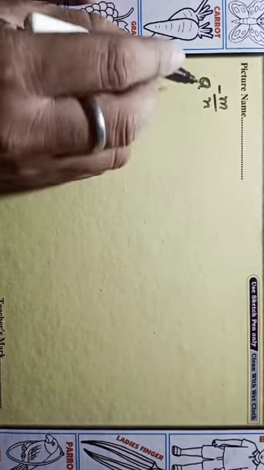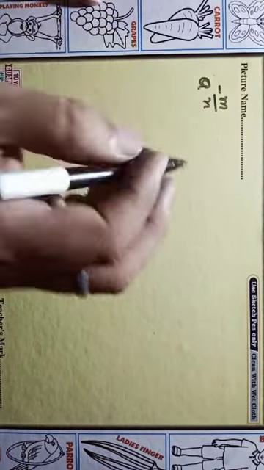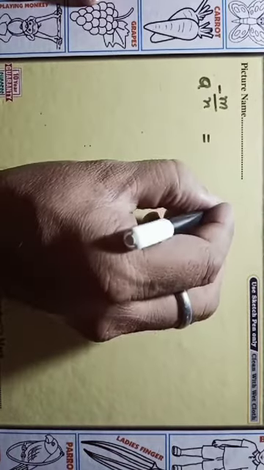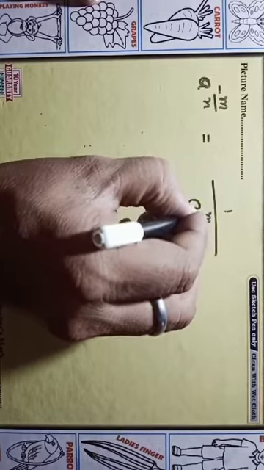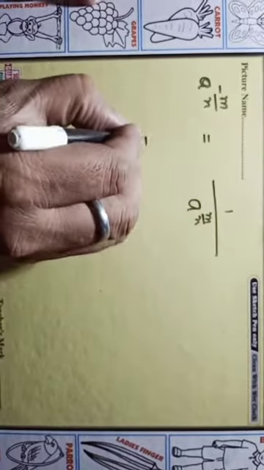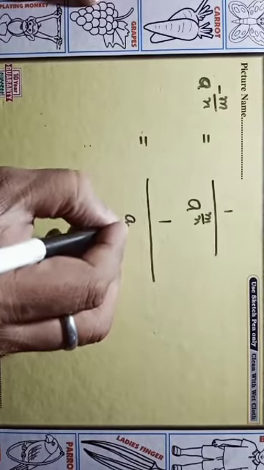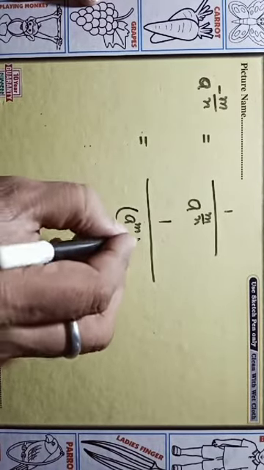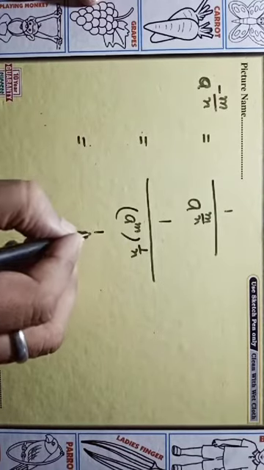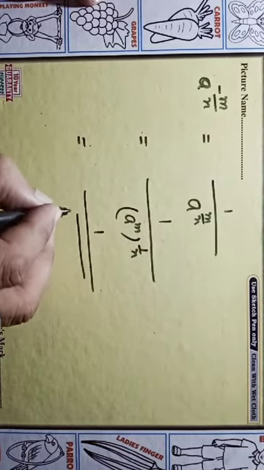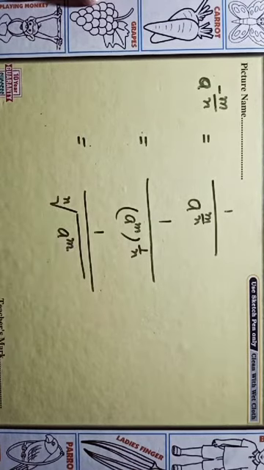Now let's suppose that a number is a to the power minus m by n. So this number is written as 1 by a to the power m by n. Now this will be written as 1 by a to the power m, to the power 1 by n. Now this value is written as 1 by the n-th root of a to the power m.